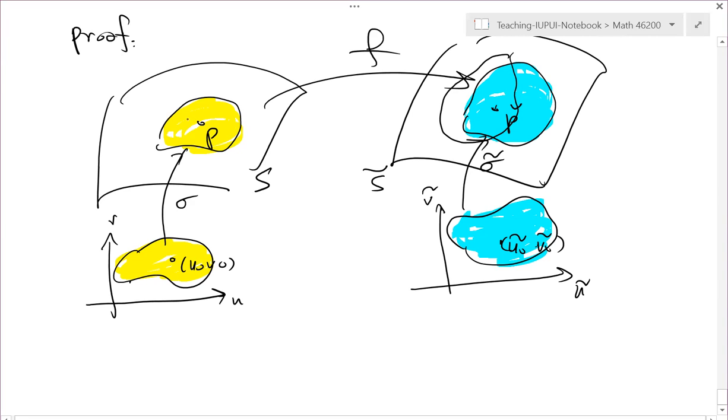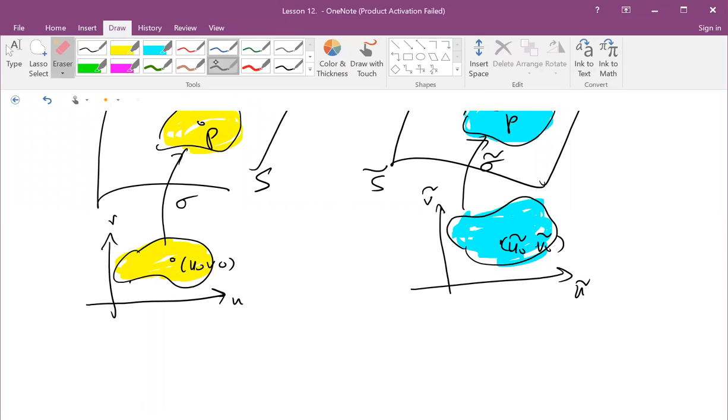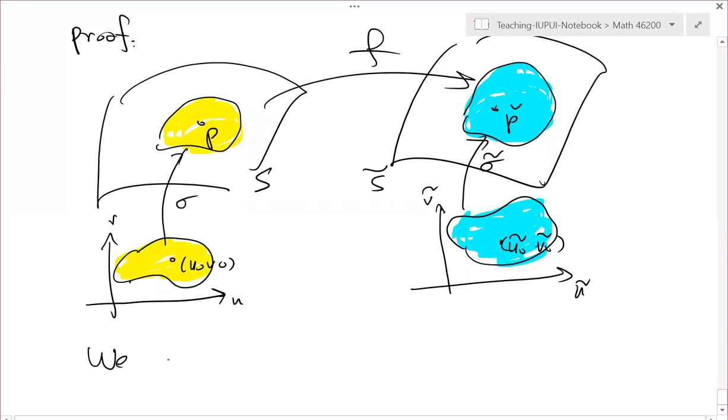I can always assume that I can shrink this yellow part so that, by continuity, the image is contained in the green part. So we can assume that we can shrink. This is a surface V, right? So that's V2, okay? We can shrink V, okay, such that this is V.